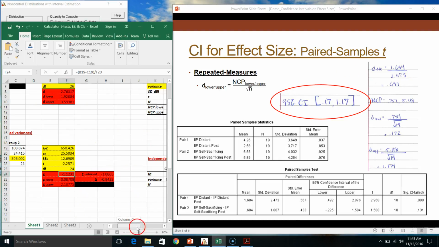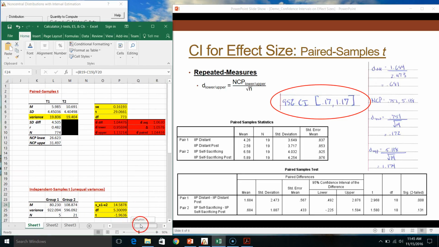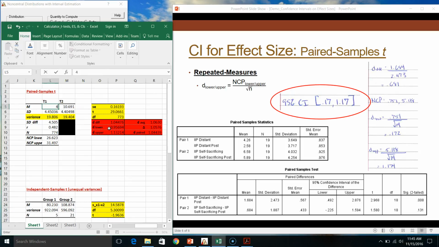Okay, and again, modeling your calculator spreadsheet here, we go through and enter 4.26 for time 1, 2.58 for time 2, 3.649 for the standard deviation at time 1, and 3.717 for the standard deviation at time 2. So we've got the variance calculated, and the standard deviation of the difference score, 2.473. Correlation, we don't have that here, so we can go ahead and delete that. And then my sample size is 19. Lower bound for my non-centrality parameter is 0.751, upper 5.118. And if we go down through and take a look, now we've got a little bit of a rounding error here.